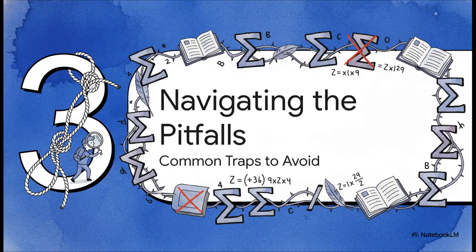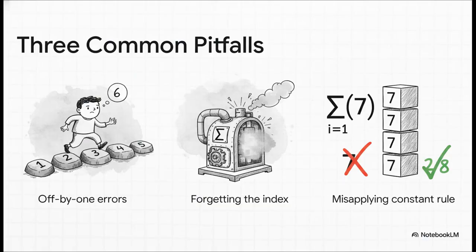Now, as powerful as this is, it's not foolproof. There are a few common mistakes that trip people up when they're first learning. So let's go over them real quick so you can steer clear. Okay, number 1, be really careful with your counting. A sum from 1 to 5 has 5 terms. That's easy. But a sum from 0 to 5 actually has 6 terms. It's a classic off-by-1 error.